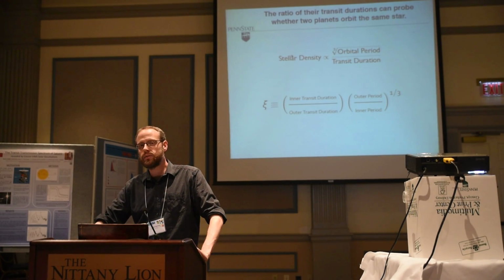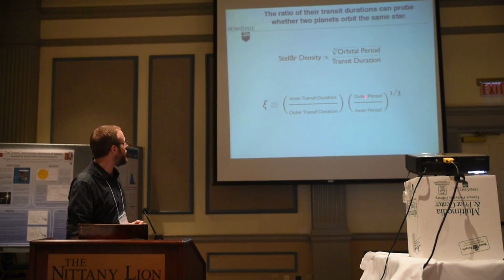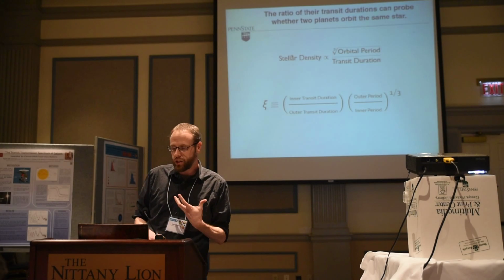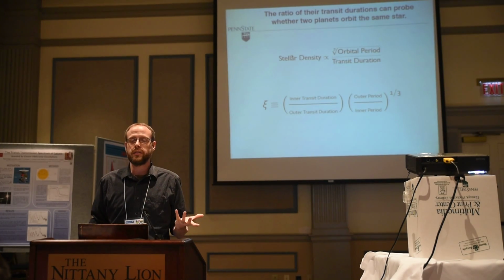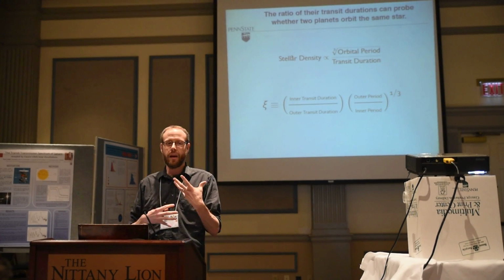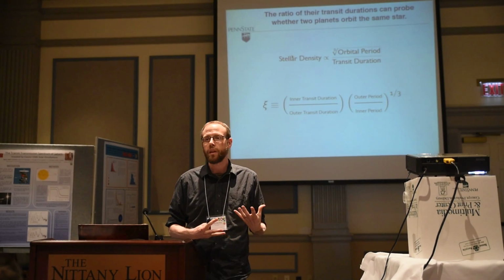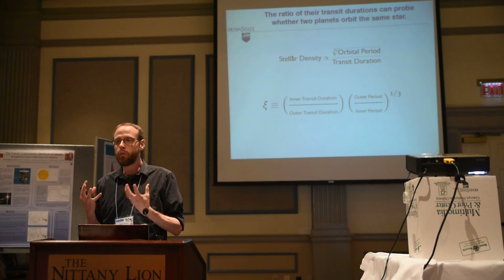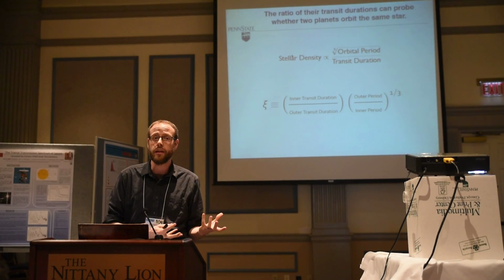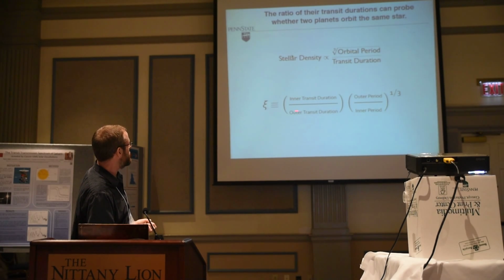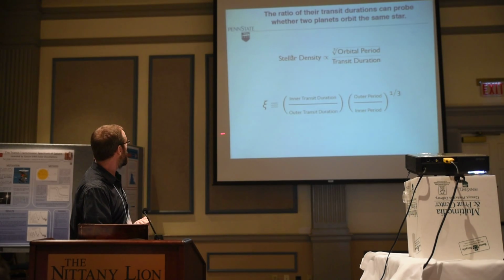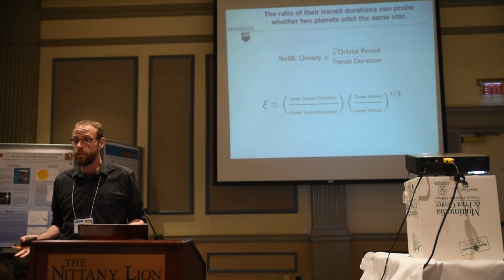One thing we can do is take advantage of the fact that we can write the stellar density in terms of the orbital period and the transit duration. So we can normalize the transit duration by the period and use that to get a quantity that's proportional to the stellar density. Now, if we have 2 or more planets in a system, then we have several pairs of planets that should be probing the same stellar density. So if we take a ratio of those normalized transit durations, that parameter, which we call xi, which is one of the accepted pronunciations of that, should be close to 1, right? It should be 1, right?